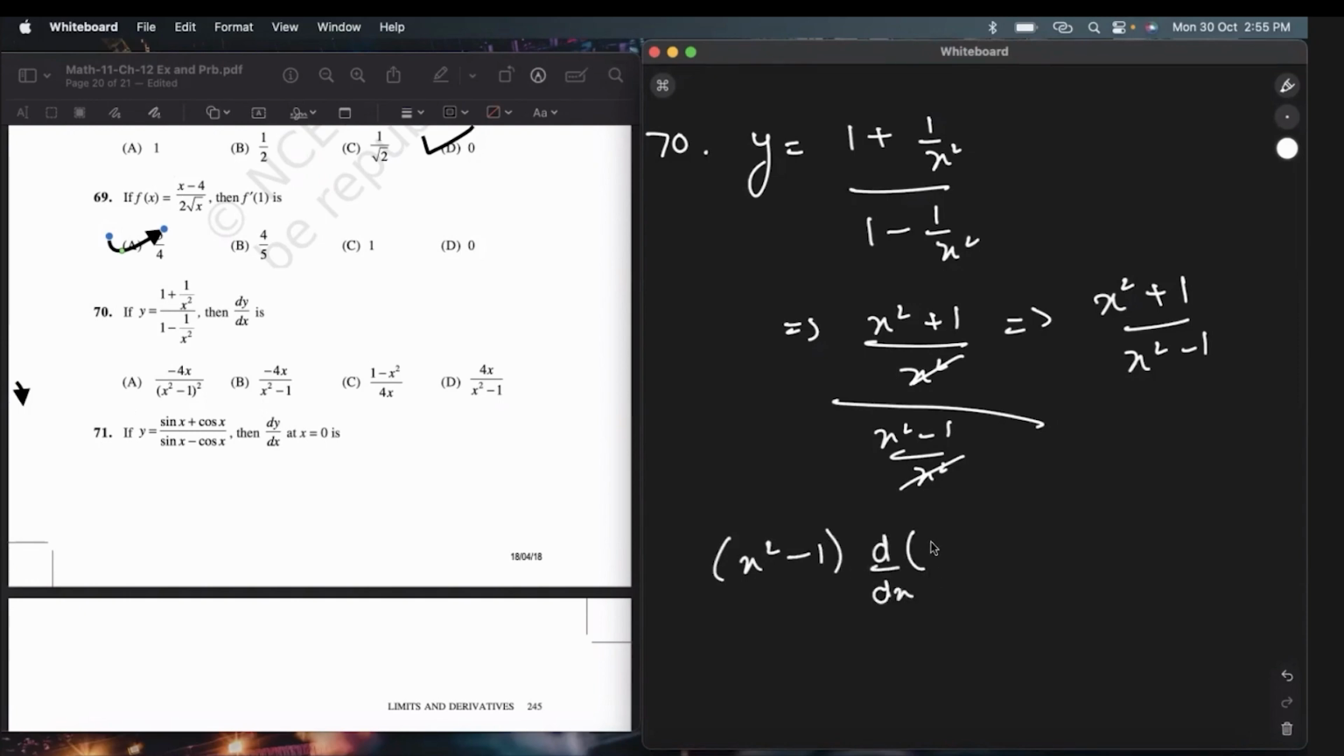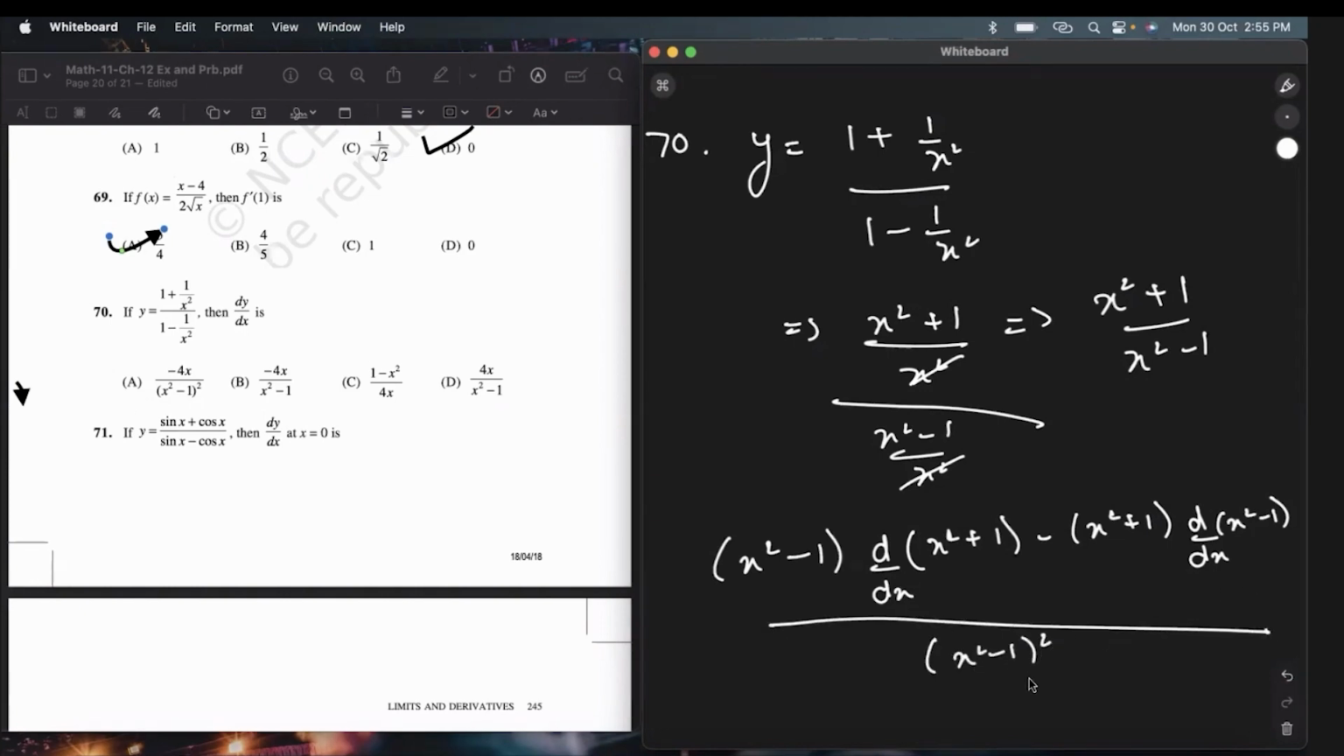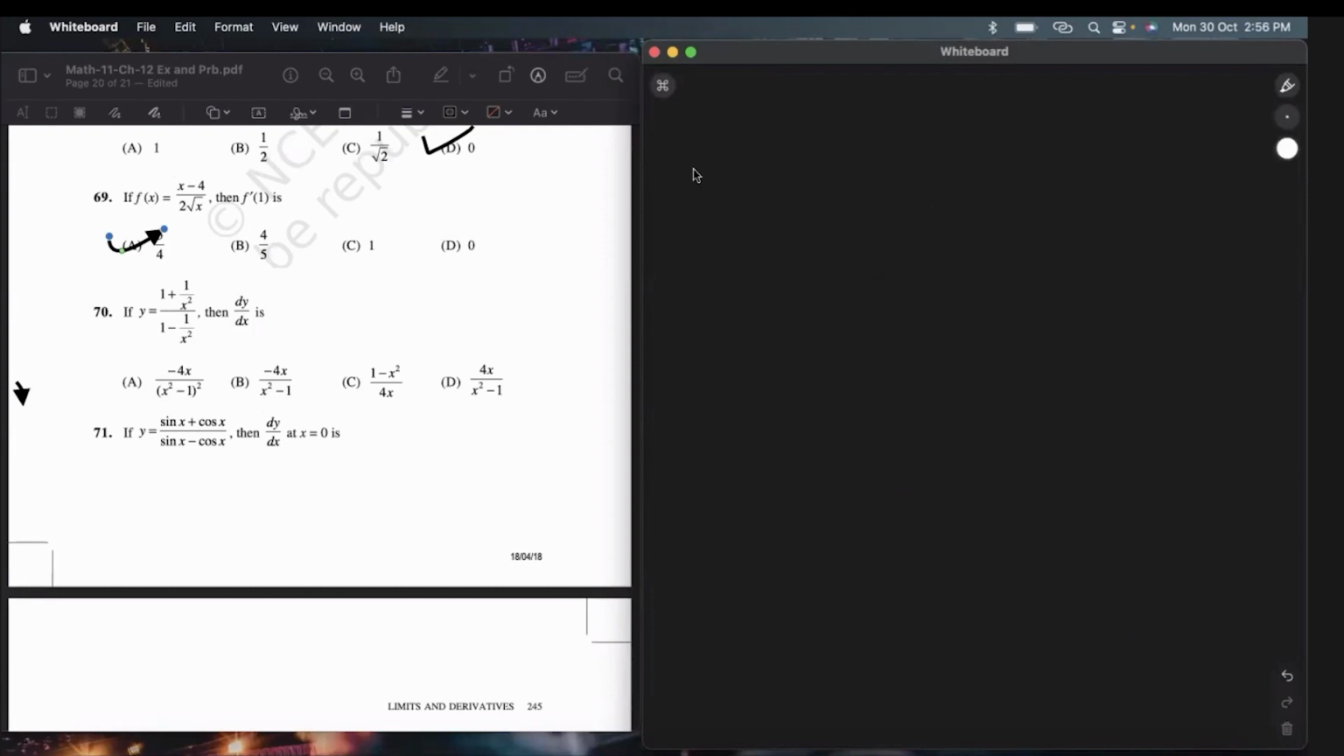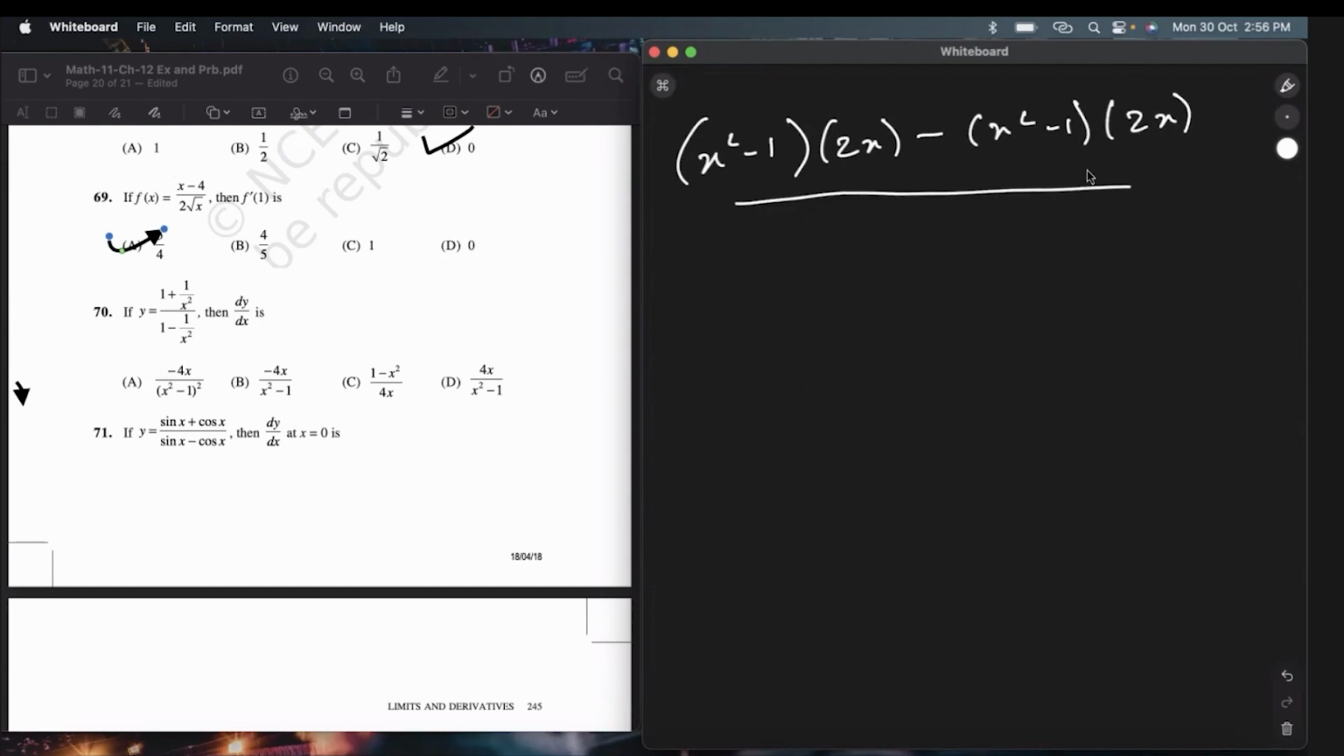dy by dx is d by dx of x square plus 1, minus x square plus 1 times d by dx of x square minus 1, the whole thing divided by x square minus 1 whole square. Alright. Now I'll be simplifying it on the next page. So what am I being left with? There's an x square minus 1. d by dx of x square plus 1 will give me 2x. Alright. Minus x square minus 1 times d by dx of x square minus 1, again will return a value of 2x, and the whole thing is divided by x square minus 1 the whole square.